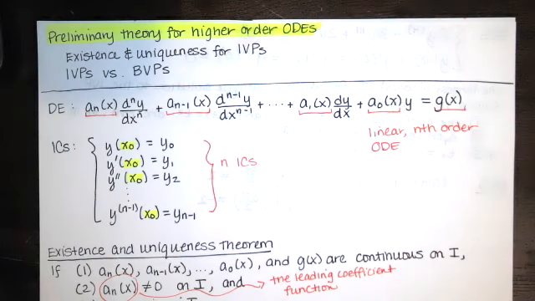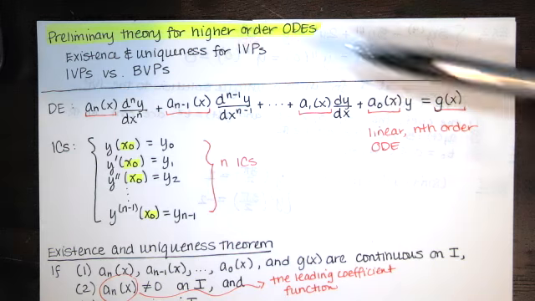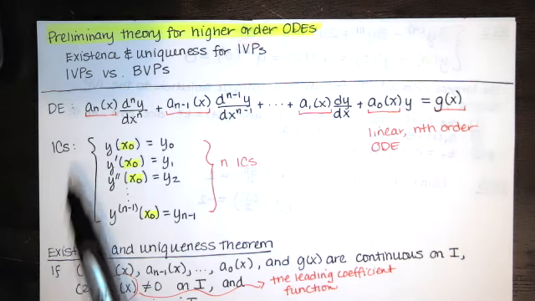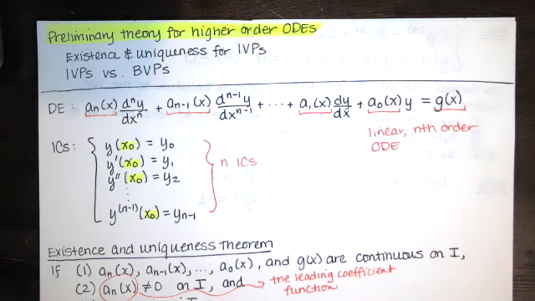In this video, we discuss preliminary theory for higher order ODEs. In particular, we're going to discuss the existence and uniqueness theorem for IVPs and the difference between IVPs and BVPs. So here is an nth order linear ODE.